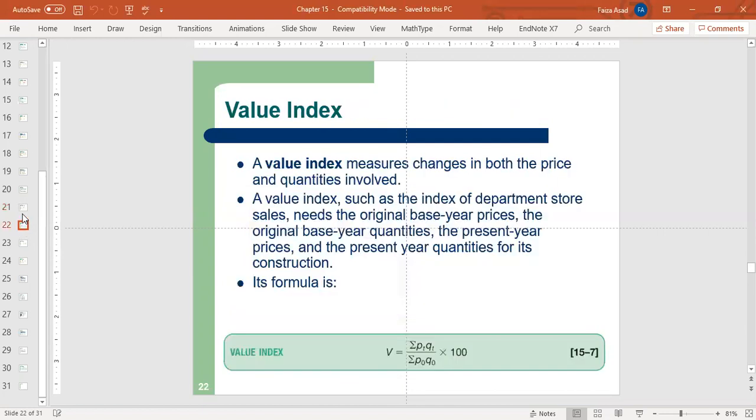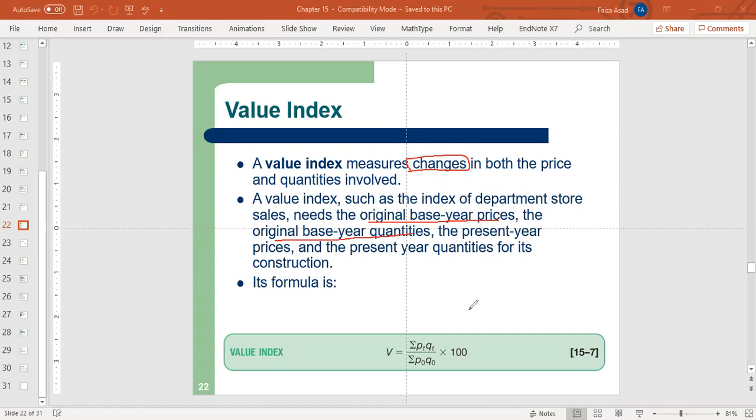So the next slide is about the value index. Value index basically involves the quantities and the prices and measures the change between them. So a value index such as the index of department store sales needs the original base year prices and original base year quantities, the present year prices and the present year quantities for its construction.